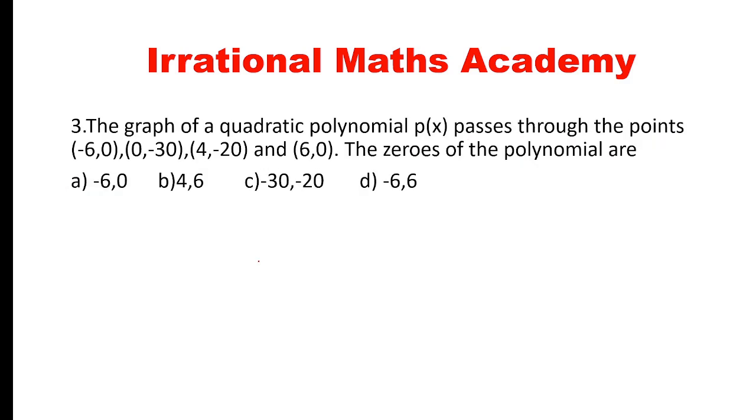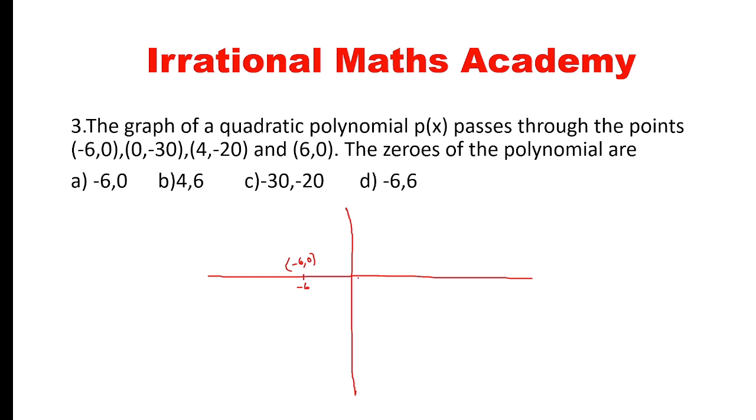Next, the graph of a quadratic polynomial passes through the points. Then you need to find out the zeros of the polynomial. So first, if I draw the graph or coordinate axis, minus 6 comma 0. The y coordinate is missing, right? That means it lies on the x axis. So let us take this as my minus 6. So the coordinate is minus 6 comma 0.